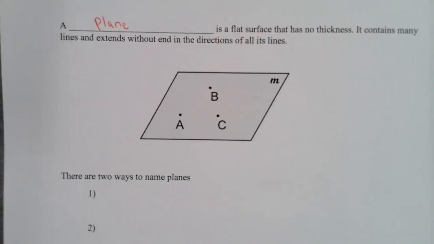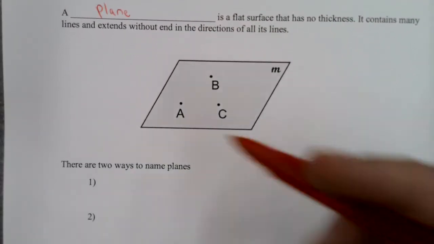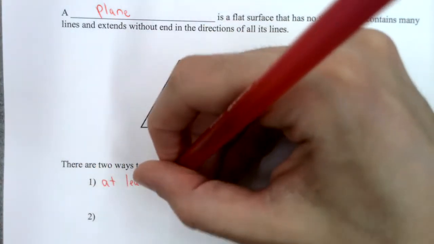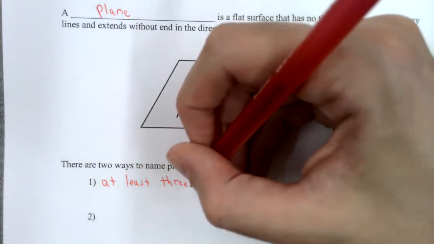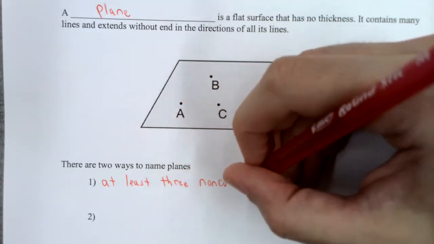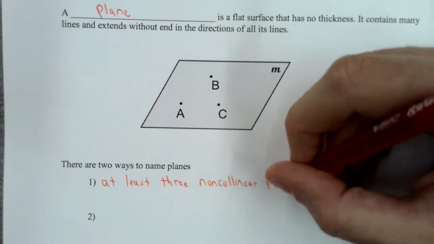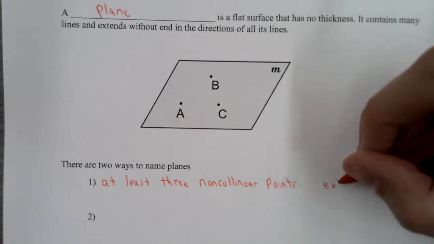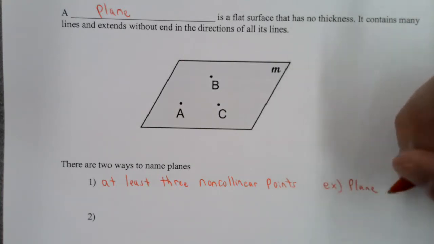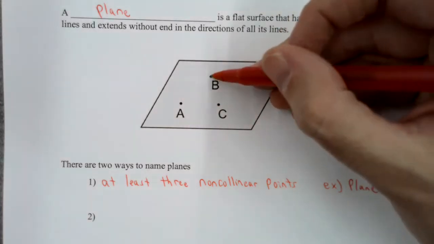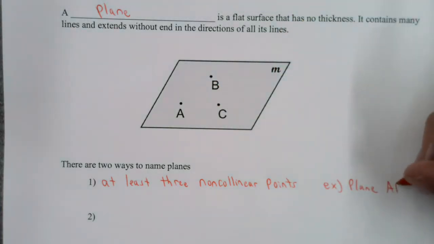Now there are two ways to name planes, okay? The first way is with at least 3 non-collinear points. So they cannot be in the same line. So for example, you can name it like this. You have to write out the word plane, P-L-A-N-E, then 3 points that are not collinear.